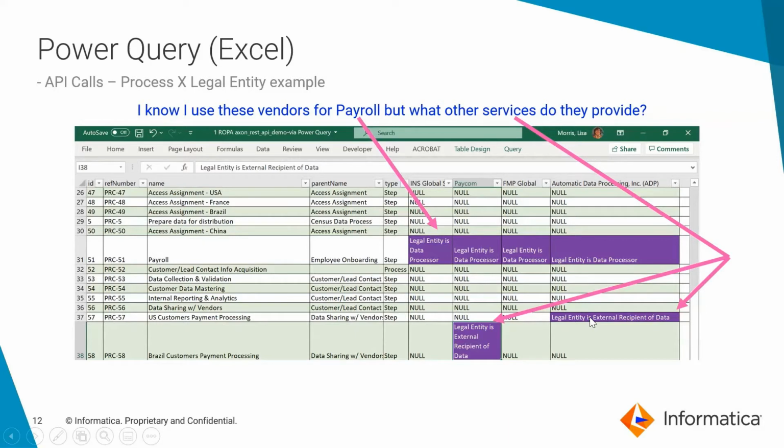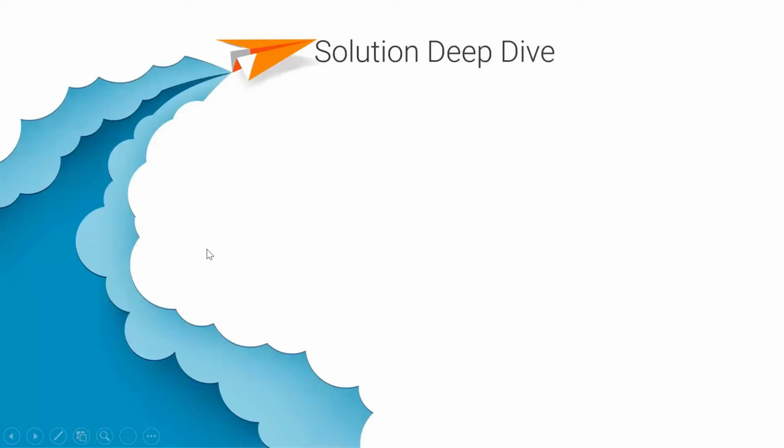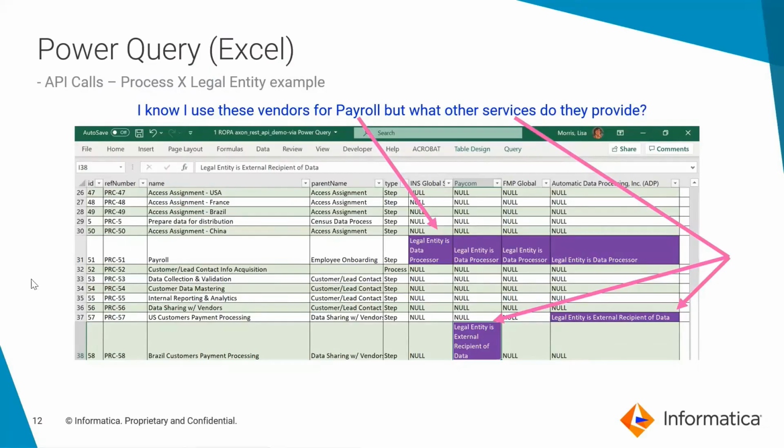So in this case, I know I use them for payroll, which is this bar here, row 31. I can see that I use all of these vendors: Global Services, Paycom, FMP Global, and ADP. I can see I use them for payroll, but I can also see that they provide other services. Paycom is also providing me services in Brazil, and ADP is providing me services in the US as well. And so using this Power Query Excel spreadsheet, I can get more information out of Axon than I can using the Unison search and getting individual processes or individual legal entities. I can get all of them together at the same time.